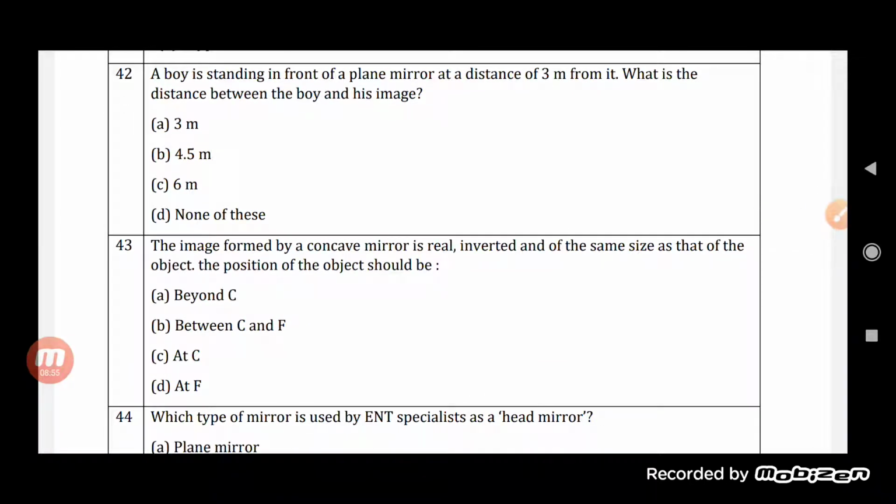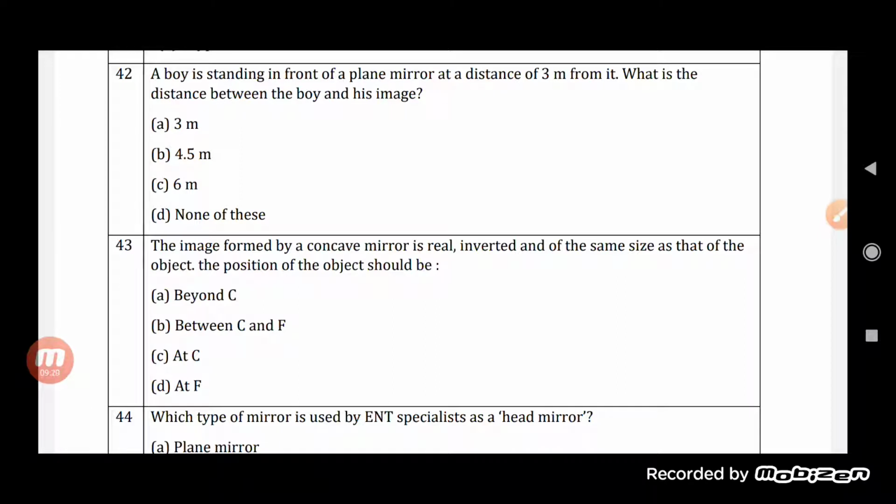Now see here, a boy is standing in front of a plane mirror at a distance of 3 meters from it. What is the distance between the boy and his image? Now a boy is there, he is standing in front of a plane mirror at a distance of 3 meters from it. Distance between the boy and the image will be.